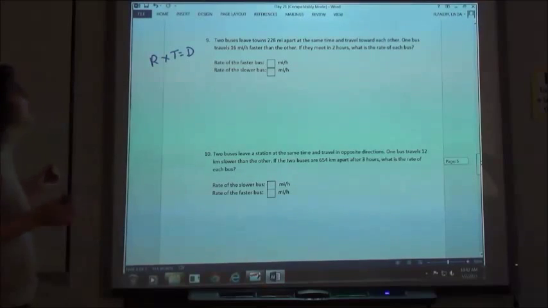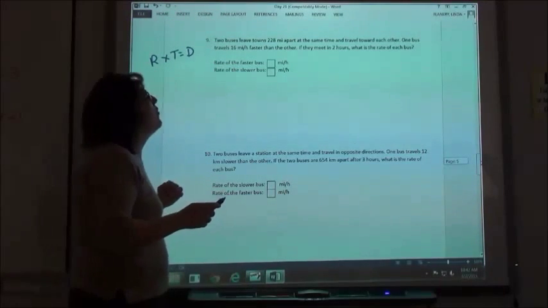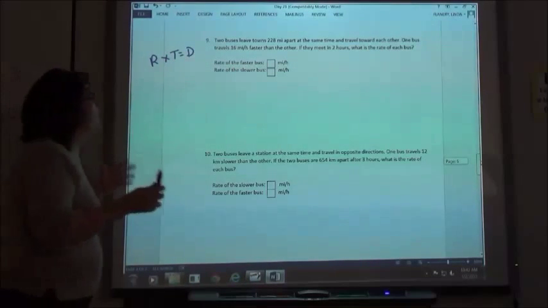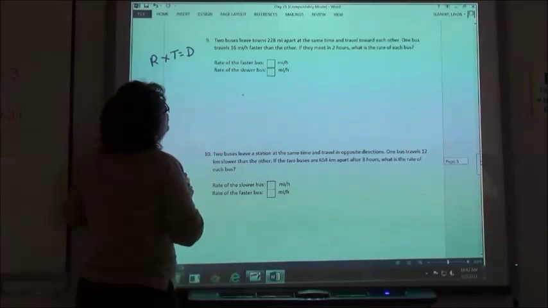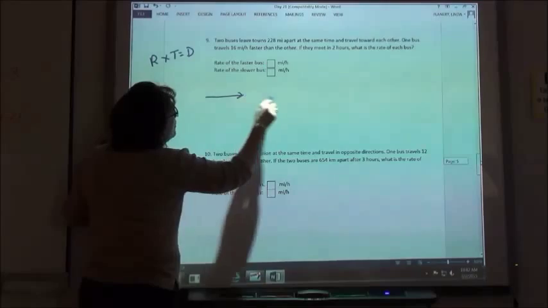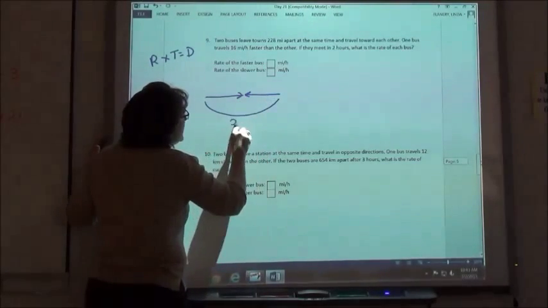2 buses leave towns 228 miles apart at the same time and travel toward each other. One bus travels 16 miles an hour faster than the other. If they meet in 2 hours, what is the rate of each bus? I like to draw pictures. 2 trains leave towns 228 miles apart at the same time, traveling toward each other. So one's going this way, one's going this way. I know the whole distance is 228.